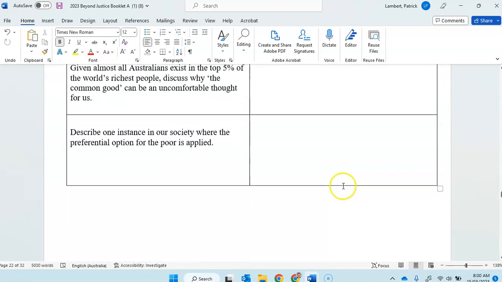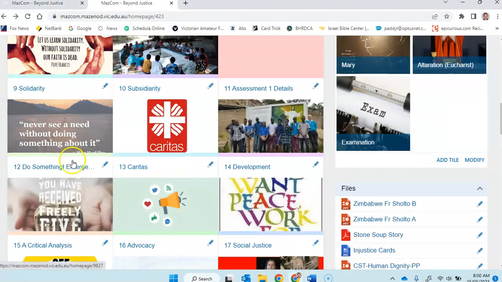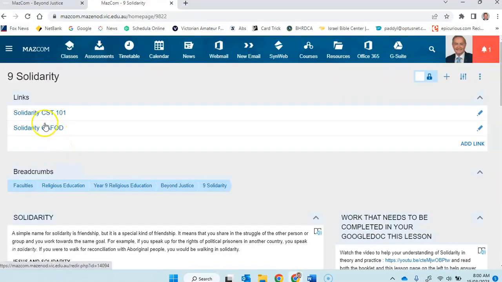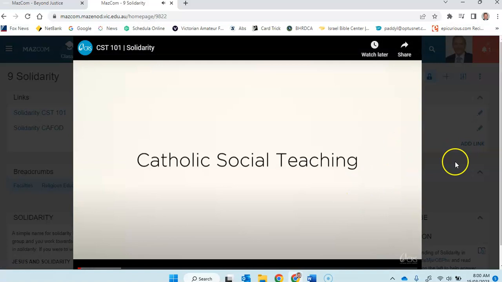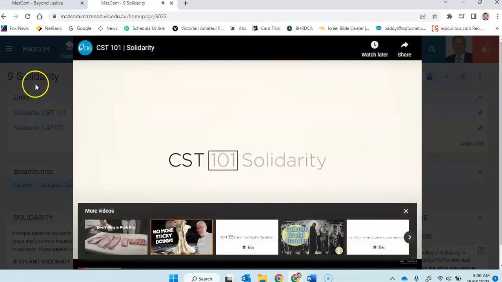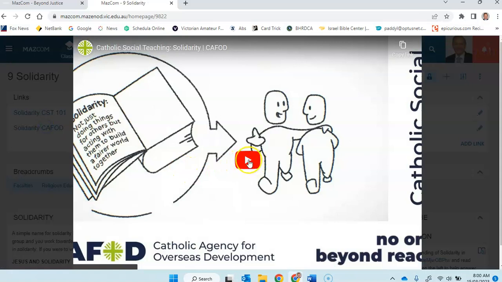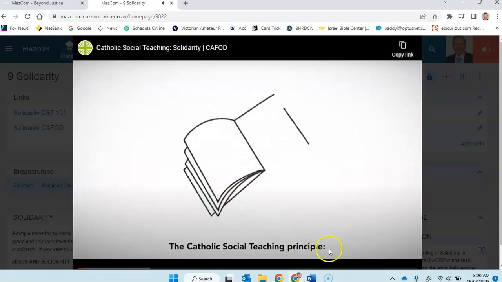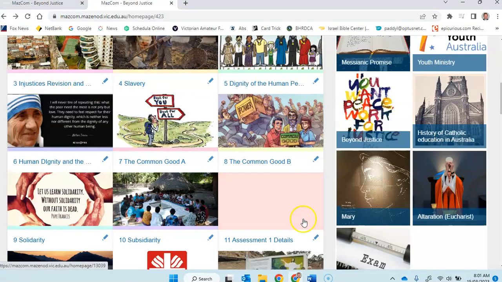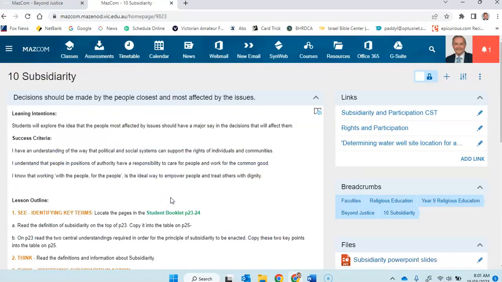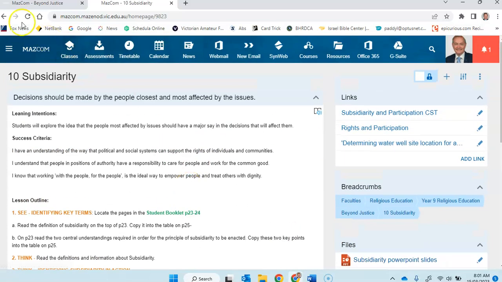The term common good, you are filling these in as we go. The next one I'll be looking at is number 9, solidarity. I want you to have a bit of a look around at these links that are here. You can go through those and have a look at those. There's another one here as well. That's what we're going to be working on this morning. And then subsidiarity. If you are up to that, you can work your way through that as well.